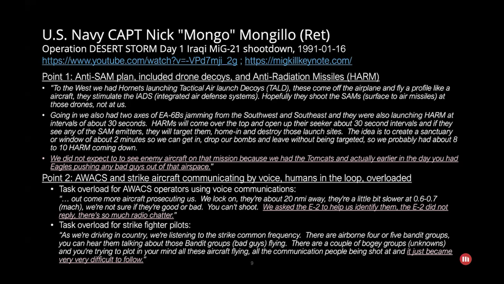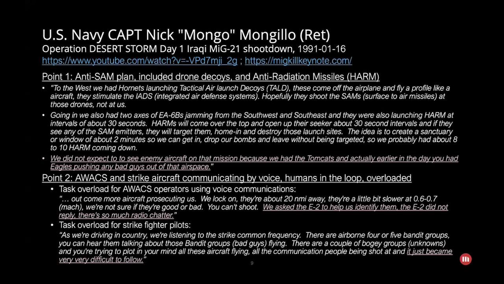Point one is that they're coming in and they have an excellent anti-SAM plan. They have tactical air launch decoys, drones, which are there to distract the SAM fire. They have EA-6s, which are launching HARM missiles in a sequence so that any radars that are emitting are going to be targeted by these HARM missiles. This is probably the most important point. We did not expect to see enemy aircraft on that mission because we had the Tomcats and earlier in the day Eagles pushing enemies out of the airspace. That was the mindset.